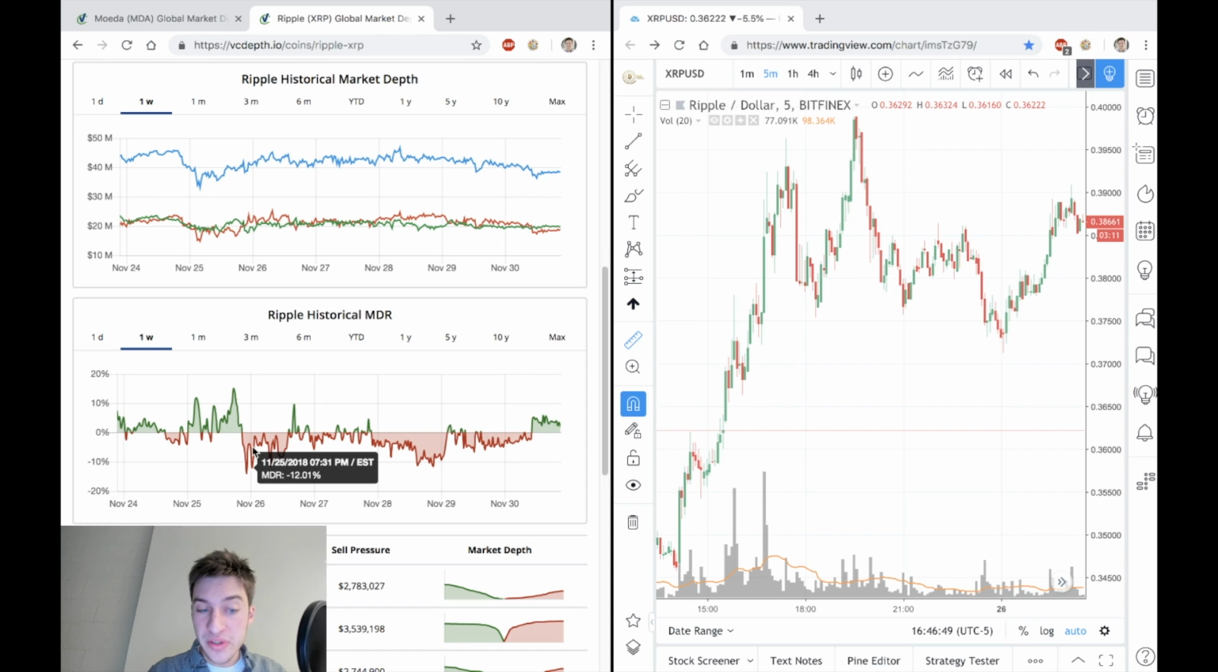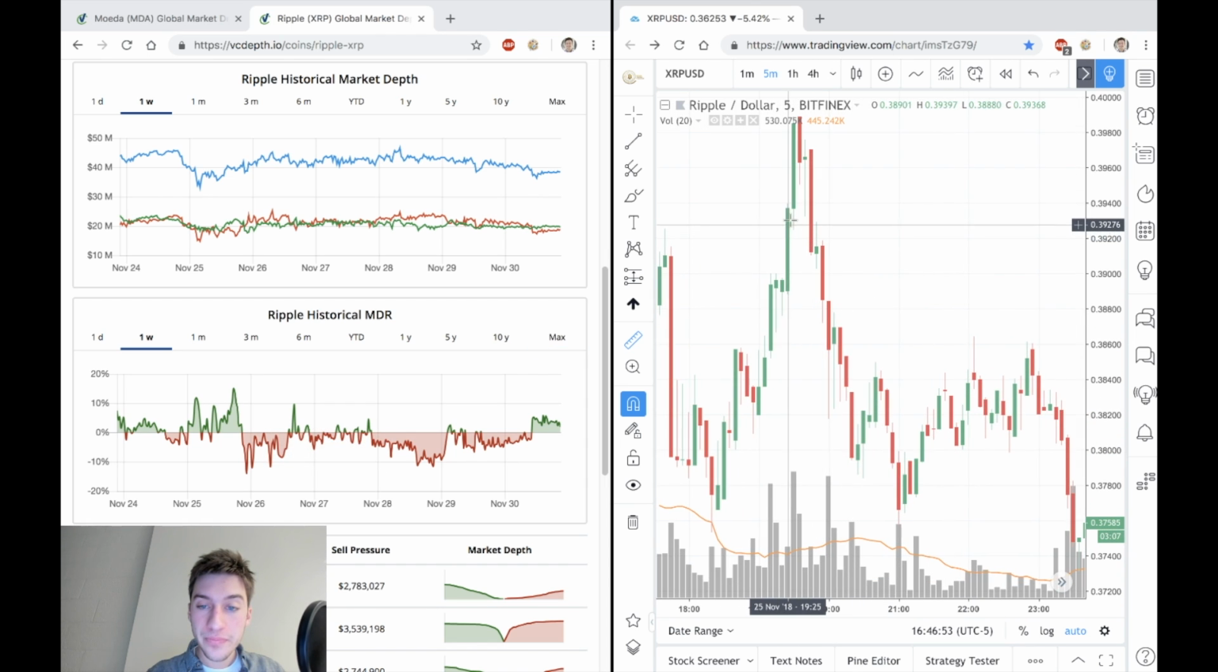Where was 7:30? That's 19:30, right at the top. All we're doing here is just looking at those quick rises and quick falls in the MDR and using that to buy and sell. That's really all there is to it.